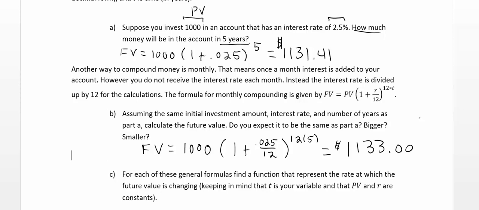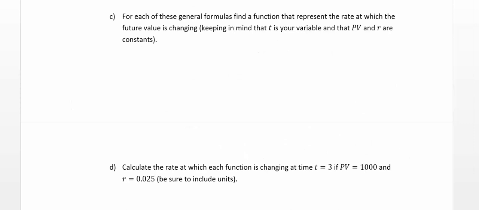So now that we have a sense of the difference between annual compounding and monthly compounding, let's look at some examples of how we're going to apply the derivative. Part C. For each of these general formulas, find a function that represents the rate at which the future value is changing. Keep in mind that t is your variable and PV and R are constants.